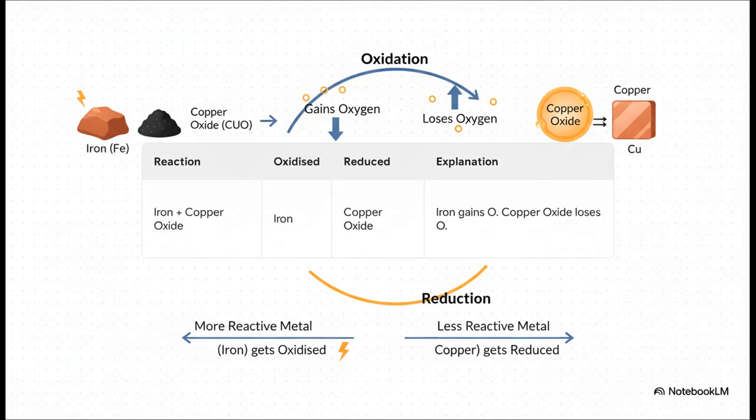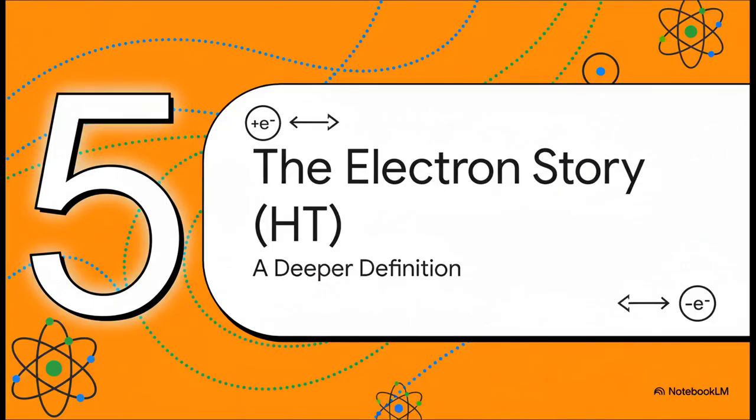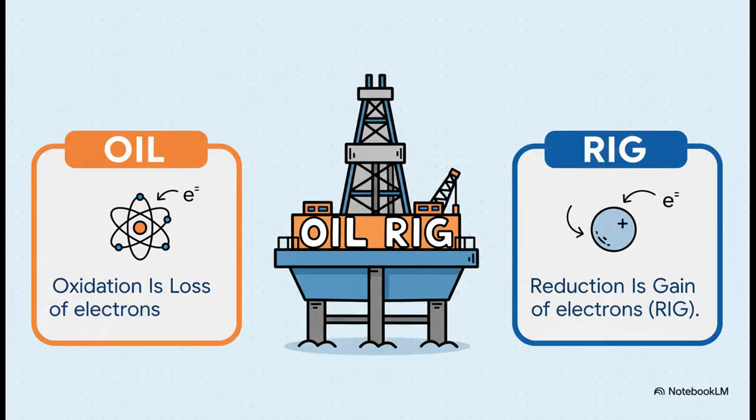Every time. Right, for everyone doing the higher tier paper, we need to go one level deeper. Talking about gaining or losing oxygen is great, but the real universal definition of oxidation and reduction is actually all about electrons. And the best way to remember this, and you've probably heard it before, is OIL RIG. It's a lifesaver. OIL RIG stands for oxidation is loss of electrons. Reduction is gain of electrons. Just burn OIL RIG into your brain and you'll have redox sorted forever.